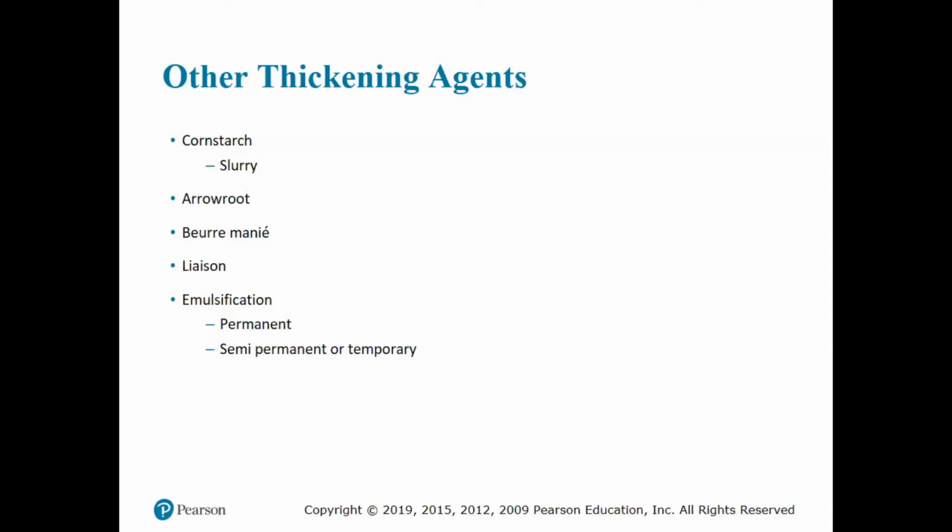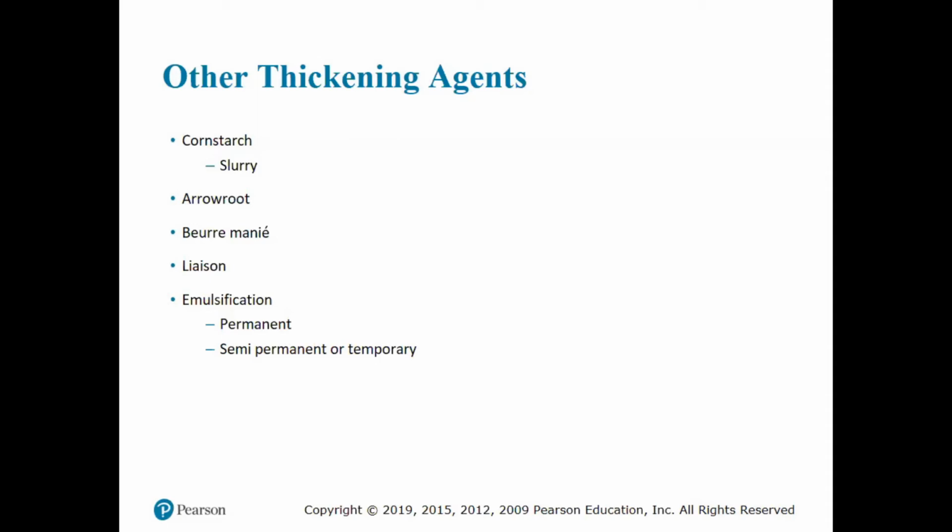And then the other thickening agent that is definitely out there is emulsification. Emulsification is where we take something that doesn't want to go together, oil and water, and we force it together through an emulsifier, something that will help bind the fat and the water together. And there's two basic types. There's permanent emulsions and semi-permanent or temporary emulsions.